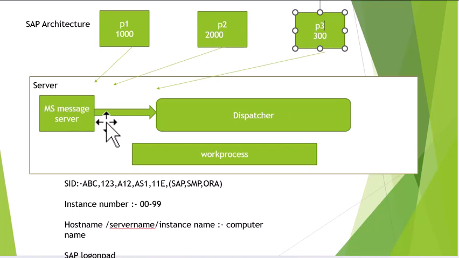Another one is the instance number. So you can have 00, 02, up to 99, and then you have a host name, which is the computer name. All these three parameters you have to maintain in SAP Logon Pad. Once you maintain this, the user connects from the client machine to the application, so you have to provide these details and click on the SAP Logon screen. I will show you in upcoming videos. Then initially the request will go to the message server, from there to the dispatcher, and from there to the work process, like this.